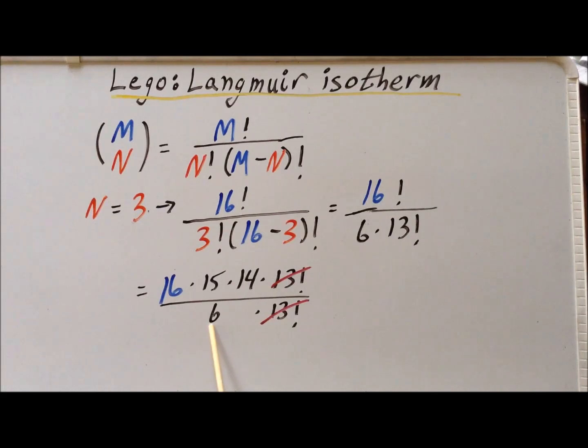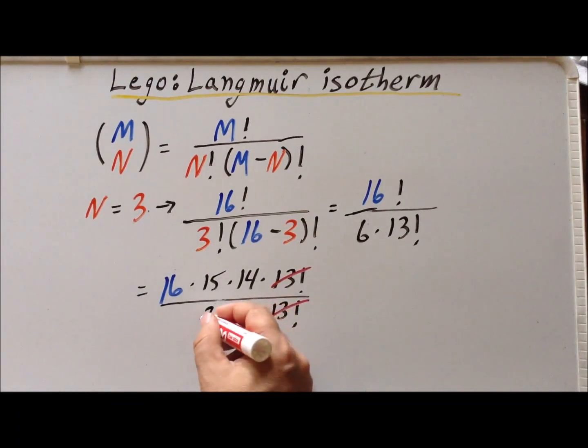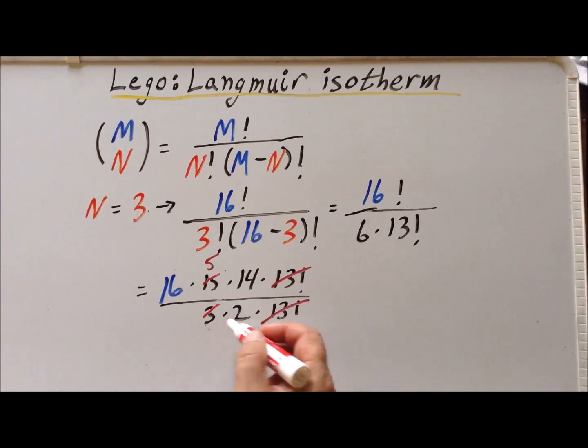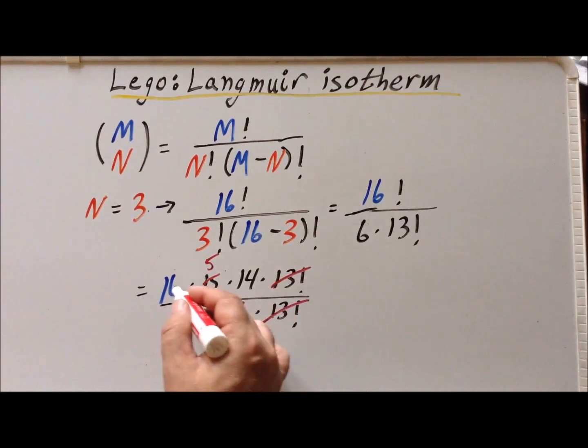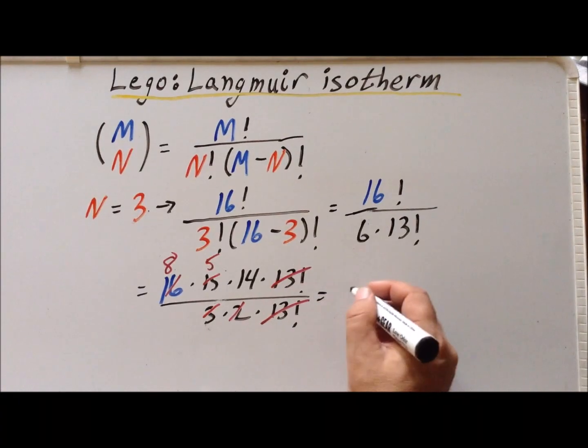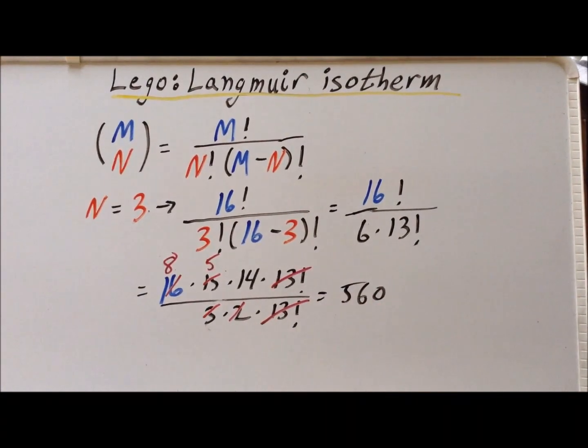Next we notice that we can rewrite 6 as 3 times 2. So now we can cancel 3 into 15, which gives us 5. And 2 will go into 16, and we get an 8. Then we notice that 8 times 5 is 40, times 14 gives us 560 different ways of arranging those 3 adsorbate molecules.